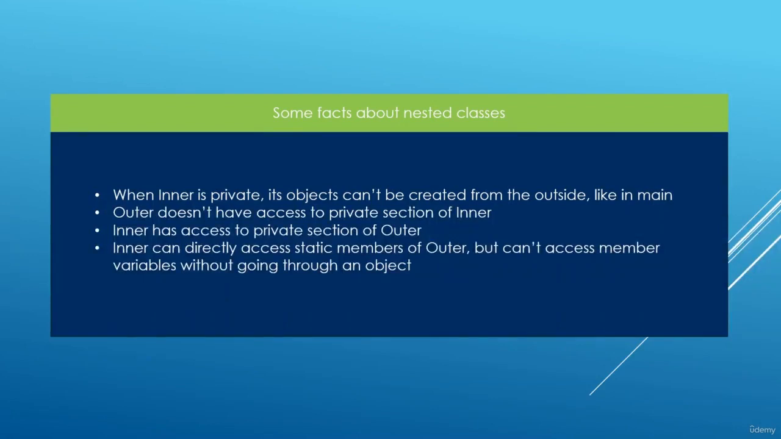Again, these are a few things you need to remember. When inner is private, you can't create objects of inner from the outside. If you do that, you're going to get a compiler error. Outer doesn't have access to private sections of nested classes. If you try to access that, you're going to get a compiler error. But inner has access to the private section of the enclosing class. And inner can also directly access static members of the outer class, but it can't access regular member variables which are not static without going through object names. And this is really all you need to know. If you keep these things in your mind, you're going to be able to use nested classes fairly easily in your career as a C++ developer.